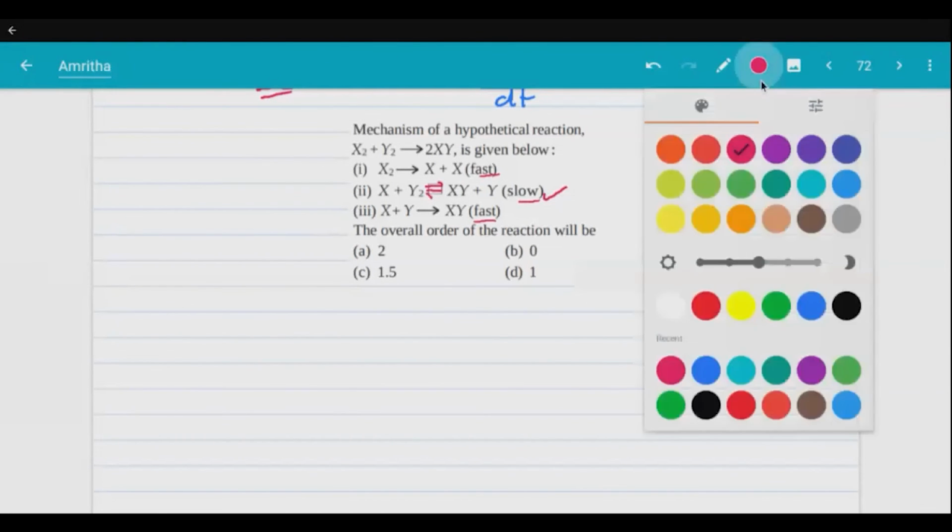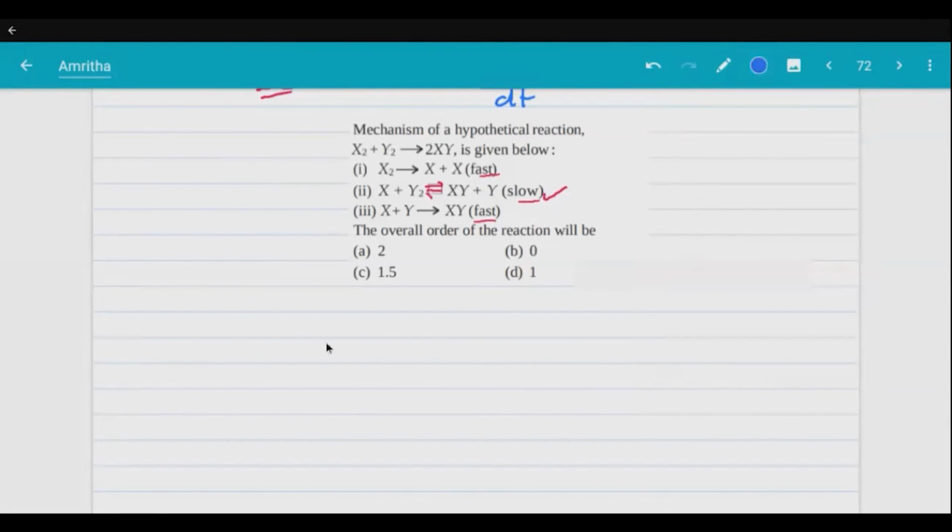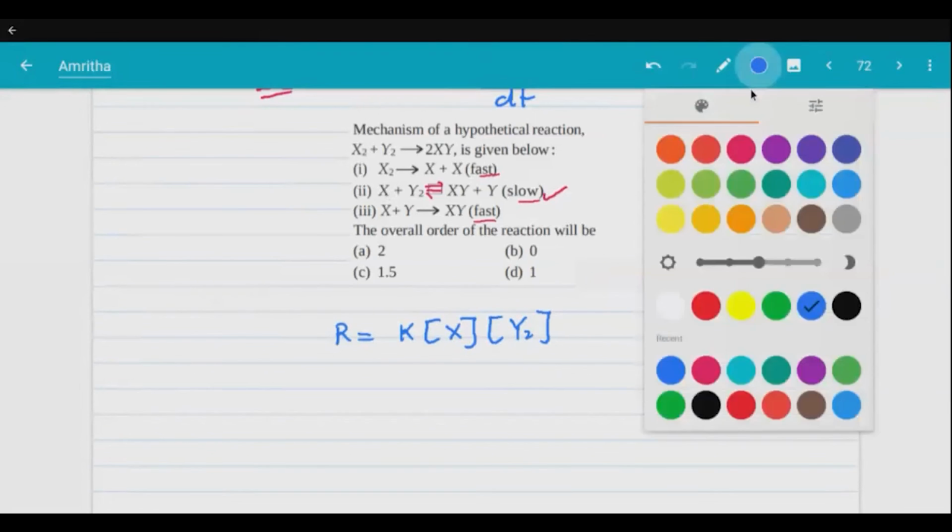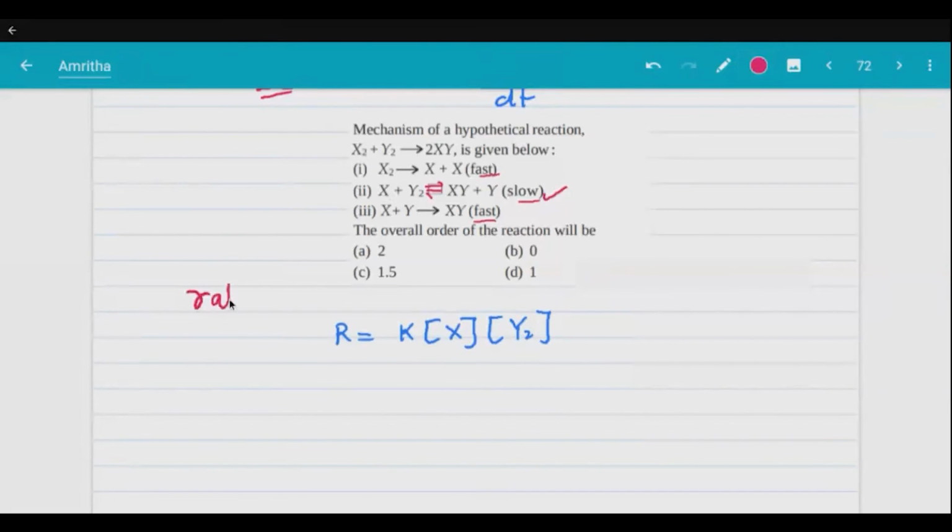So the first thing you have to do is write rate is equal to K into concentration of X, concentration of Y2. Fine. But remember one thing, this is not yet the rate law. What is this? This is the rate law. Rate law always must be in terms of what we saw in the previous question.